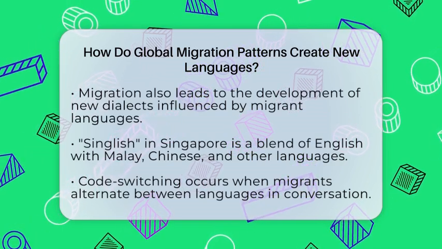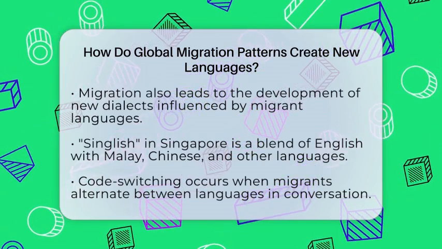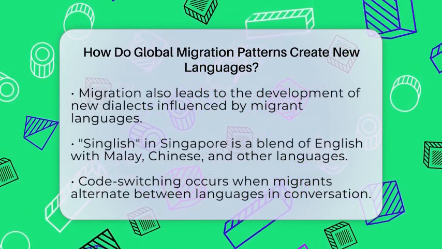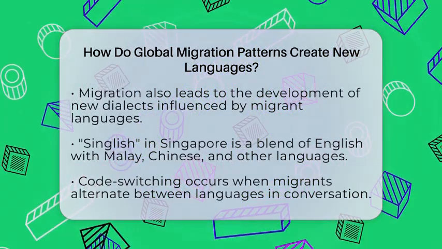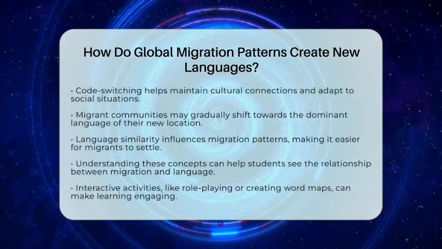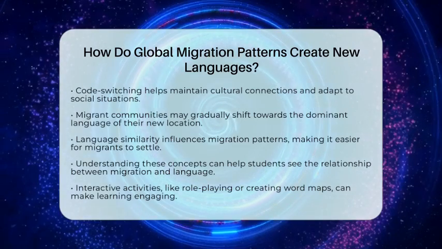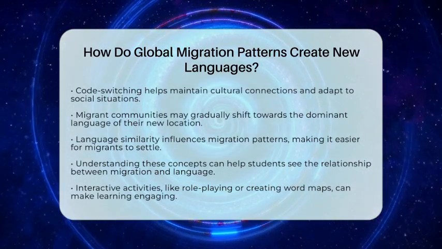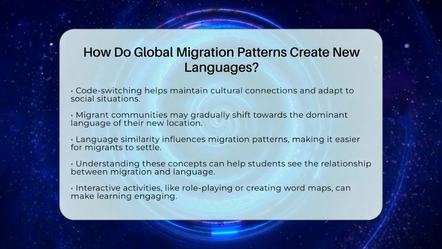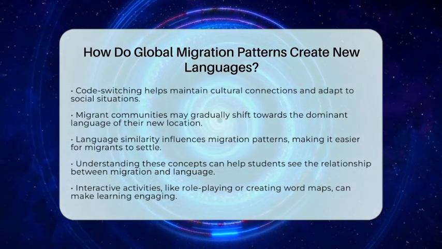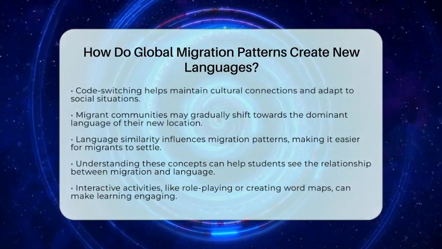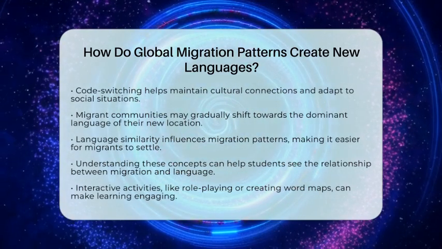Over time, migrant communities might gradually shift toward the dominant language of their new home. This can lead to new forms of speech that reflect both their original culture and the new one they are part of. Language similarity plays a role in migration patterns too. People often migrate to places where the language is similar to their own. This makes it easier to communicate and settle in, which affects how languages mix and change in those areas.